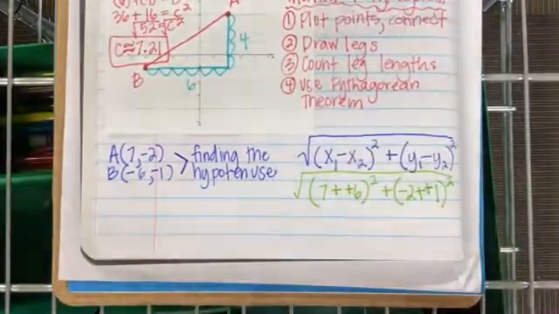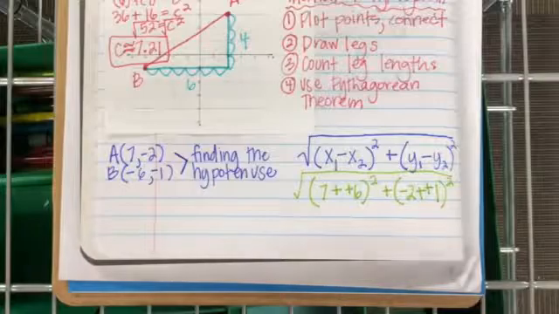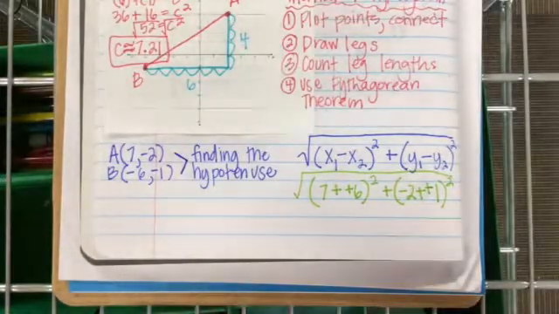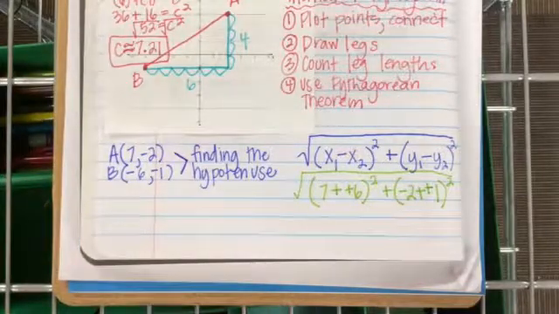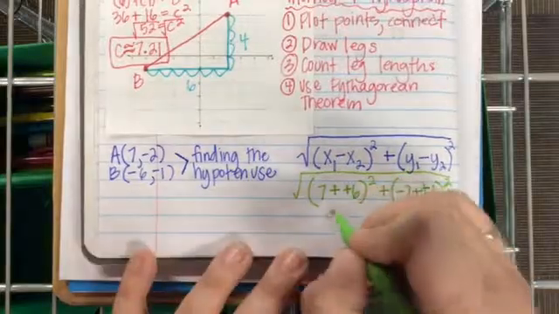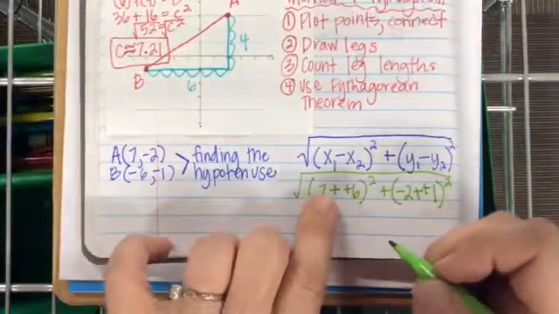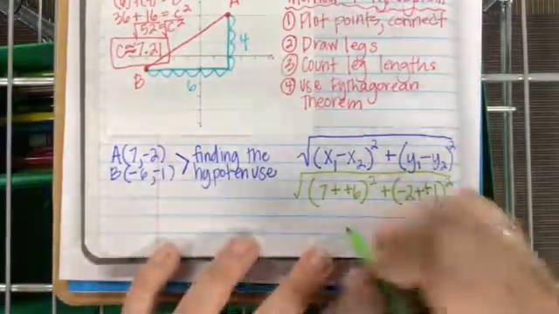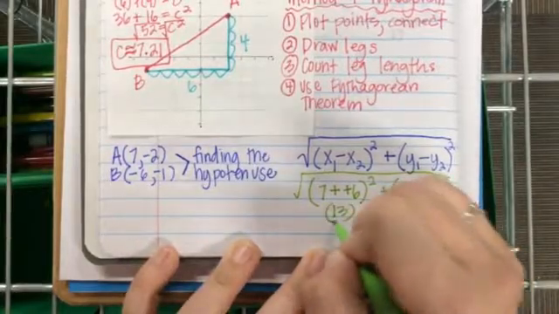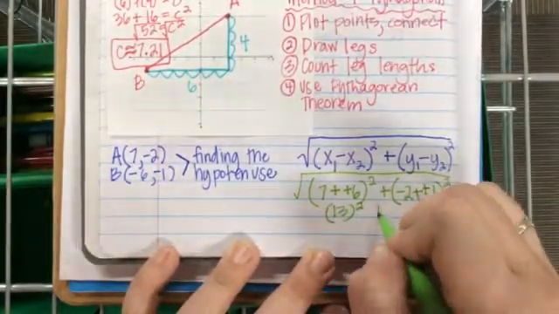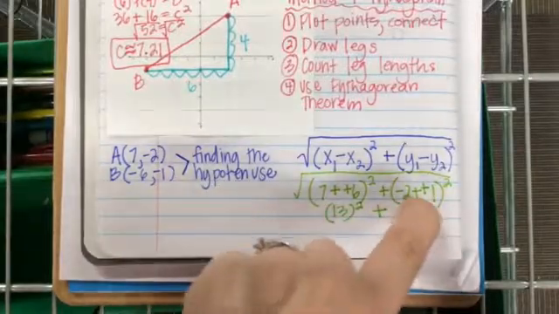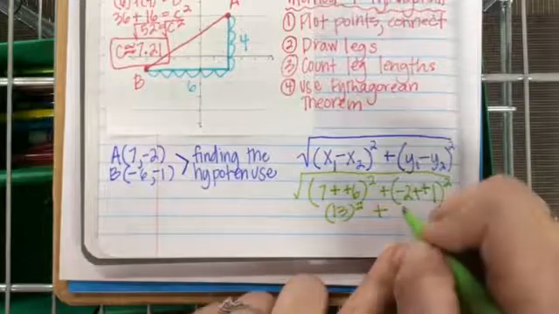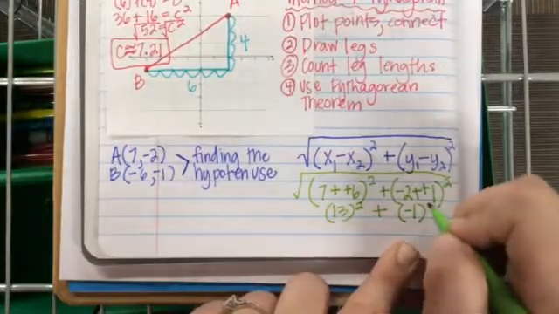So I substituted, check. I'm simplifying. I'm going to write out every single step just so that if you get confused and go back to your notes, it's all there. So what's 7 plus 6? 13 squared plus, what's -2 plus 1? -1 squared.